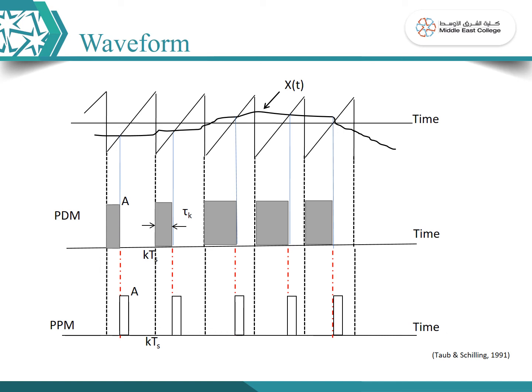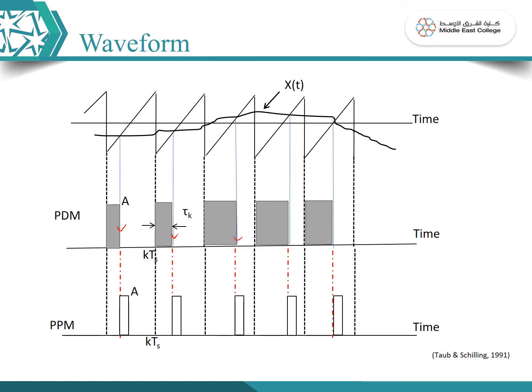Now how will we get PPM? This signal will act as the trigger for the monostable multivibrator. Each falling edge of this will act as a trigger for the monostable multivibrator. At this falling edge, I will get a pulse of fixed width. At this falling edge, a fixed width pulse. At this falling edge, a fixed width pulse.